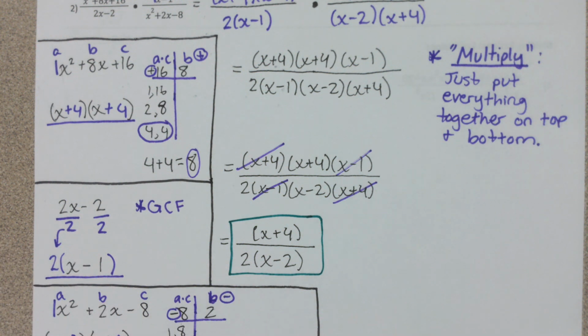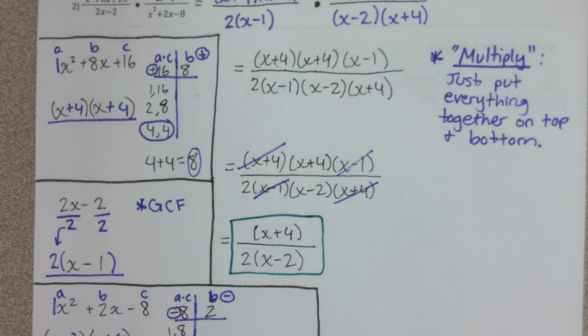Questions on that process? All right, flip on over to the next page. We have another multiplication and then division. Number 3, x squared minus 3x over x squared minus 64 times 3x squared minus 23x minus 8 over x squared minus 4x plus 3.